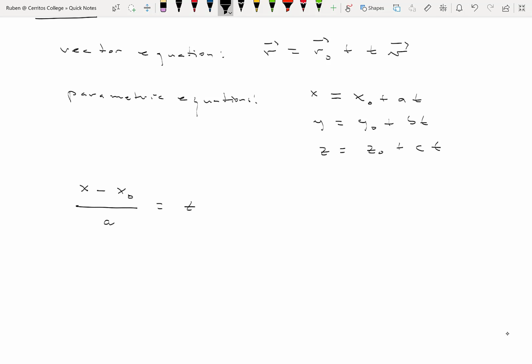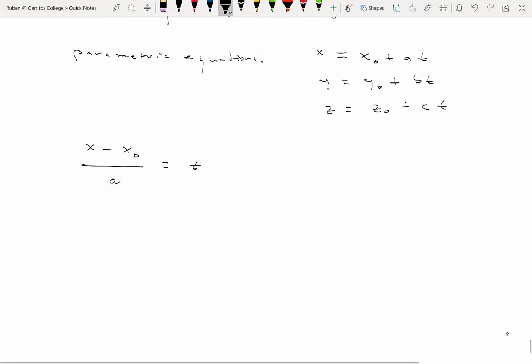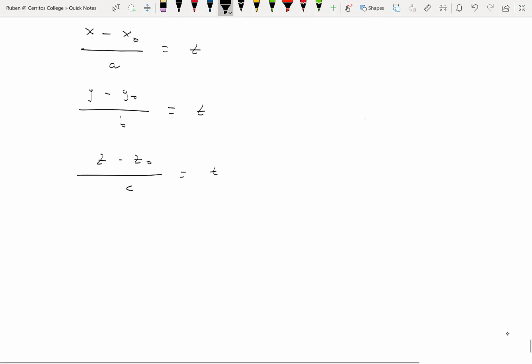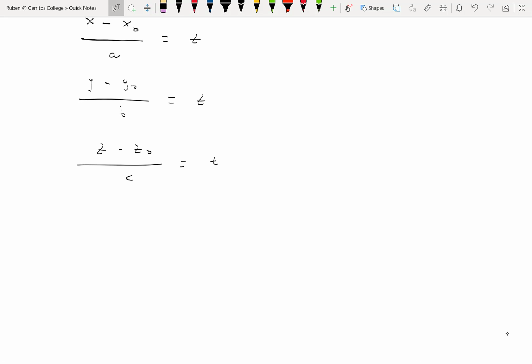If you solve each of the parametric equations for t, you get t equals x minus x naught over a. There's no magic there. I just subtracted x naught from both sides and then divided by a. You could also get y minus y naught over b. And you could also get z minus z naught over c. Now, since all 3 of these equal t, then we can eliminate the parameter. I never identified that t with the word parameter, but that's what it's called. Don't worry about it if you missed it.